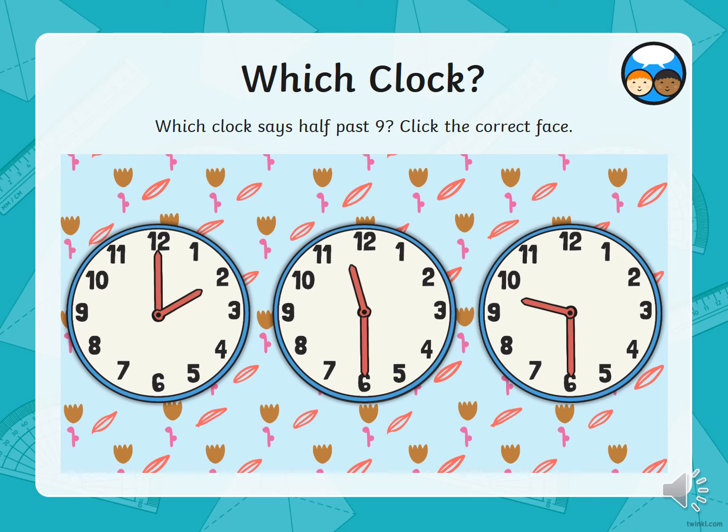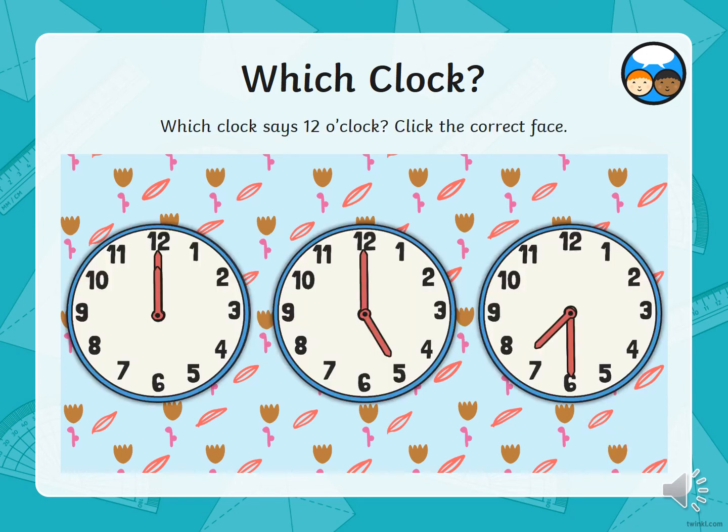So we already know that it's not the first clock because the first clock says what? It says 2 o'clock, that's right. So we're looking for 9:30. Which clock says 9:30? The one with the small hour hand between the 11 and the 12, or the small hour hand between the 9 and the 10? Between the 9 and the 10, well done. 9:30 is the last clock, or the third clock. Well done. Which clock says 12 o'clock? Well done, that was quick, the first clock.